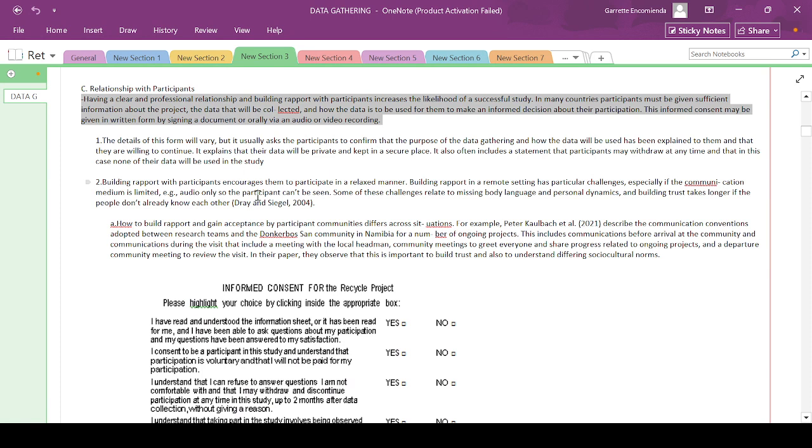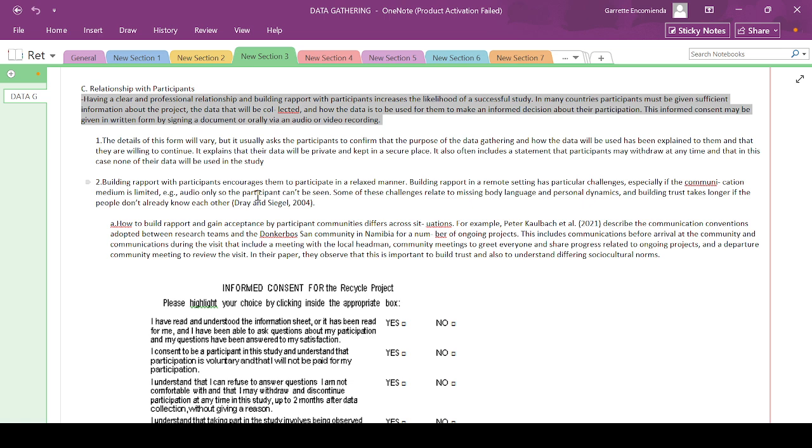Relationship with participants. Having a clear and professional relationship and building rapport with participants increases the likelihood of a successful study. In many countries, participants must be given sufficient information about the project, the data that will be collected, and how the data is to be used for them to make an informed decision about their participation. This informed consent may be given in written form by signing a document or orally via an audio or video recording.